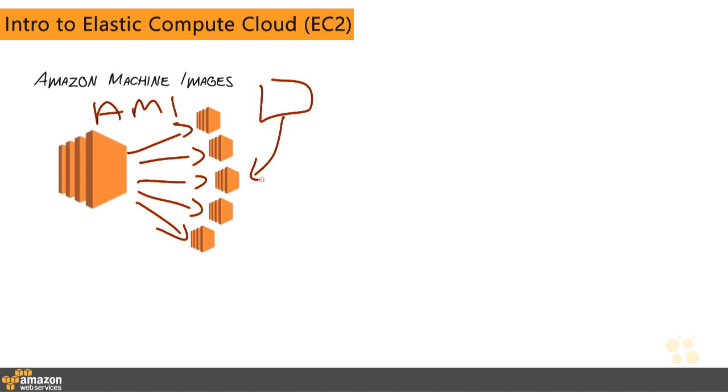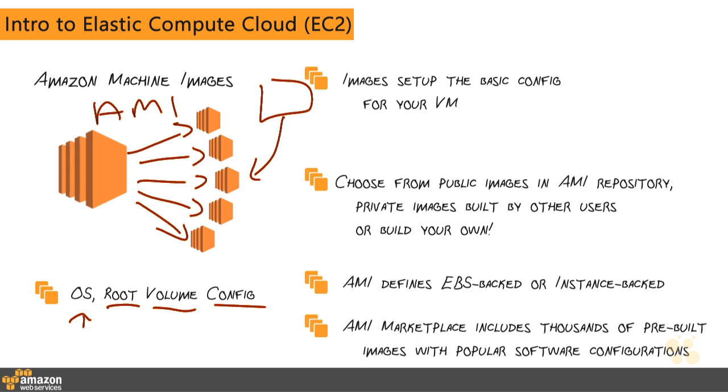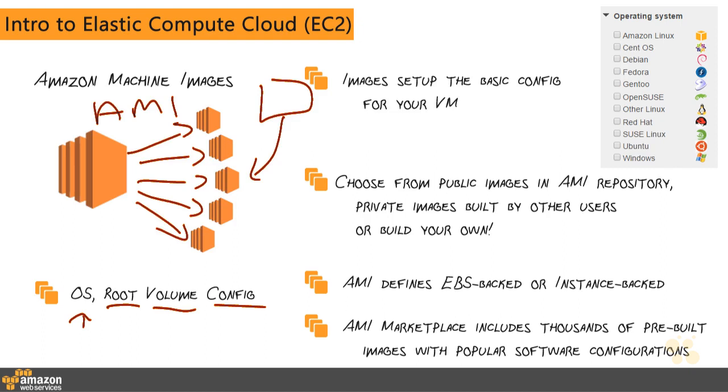So you may have 3 built from AMI A, and you may have 2 more built from a different AMI completely. At its very basic definition, the AMI configures 2 things: the operating system and what we call the root volume configuration. This is where the root volume is going to be stored and run from. I'll mention briefly what that means in a moment, and then in a later nugget we're going to cover that more in depth. So setting up images from an AMI, really you're choosing the basic configuration for your virtual machine, and that basic configuration is primarily going to be the operating system.